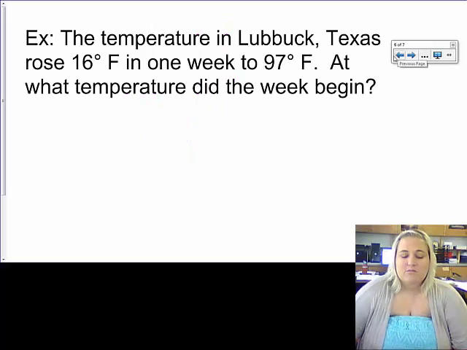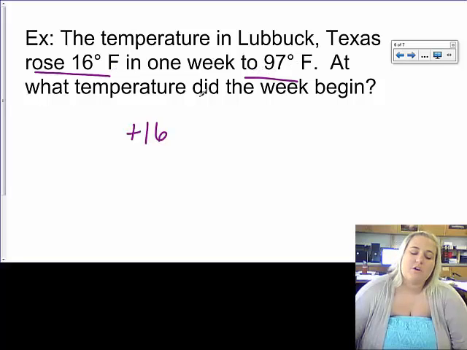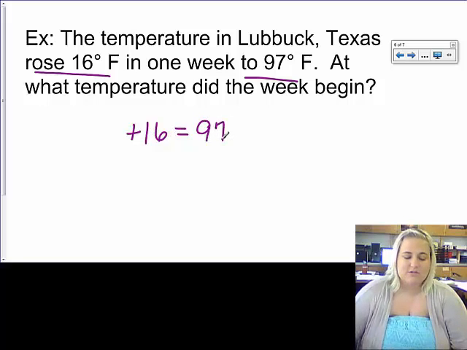Final answer here, the temperature in Lubbock, Texas rose 16 degrees Fahrenheit in 1 week to 97 degrees Fahrenheit. At what temperature did the week begin? So it says that it rose 16 degrees to 97 degrees. So if it rose, I know that I'm adding 16, and what it rose to is this 97. So whatever happens over here, 16 is being added to it, and it has to equal 97 degrees. So I don't know what the temperature T was before, but I'm going to find out.